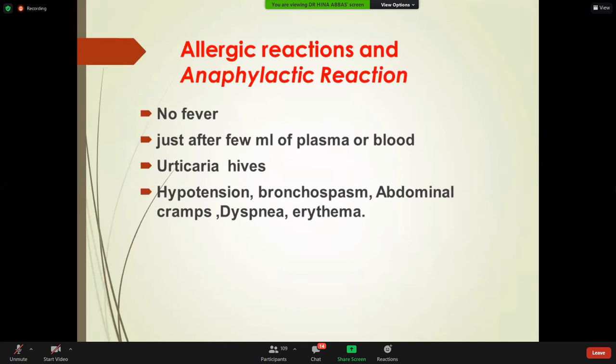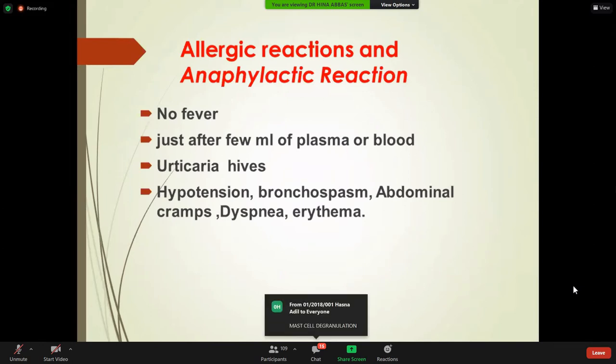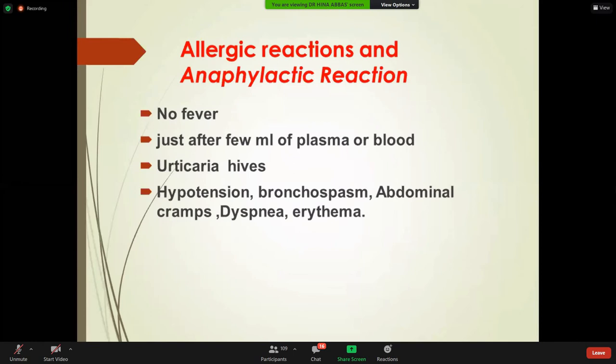What happens in an anaphylactic reaction? Students, kindly reply. Okay: hypersensitivity, massive degranulation of mast cells, a systemic allergic response. Yes, the key is the systemic allergic response: this hypersensitivity reaction with mast cell degranulation takes place in the whole body, not limited to a certain area. So it results in urticaria, hives, hypotension, bronchospasm, abdominal cramps, dyspnea, erythema. It is life threatening. The patient does not have fever, but has widespread symptoms: hypotension, bronchospasm, abdominal cramps.